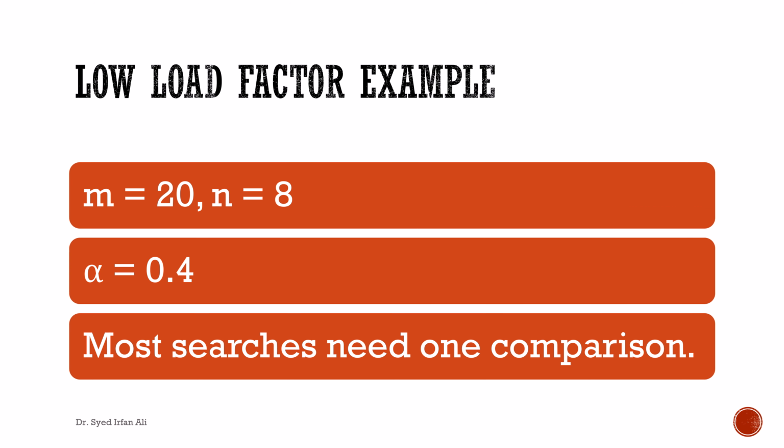Let us see an example. Suppose table size is 20 and number of keys is 8. So alpha is 0.4, because the table has many empty slots. Most searches will require only one comparison. So performance is very good.